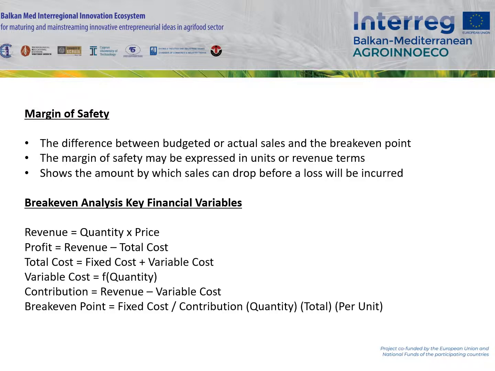Revenue equals quantity times price. Profit equals revenue minus total cost. Total cost equals fixed cost plus variable cost. Variable cost equals the variable cost per unit times quantity. Contribution equals revenue minus variable cost. Break-even point equals fixed cost divided by contribution per unit.